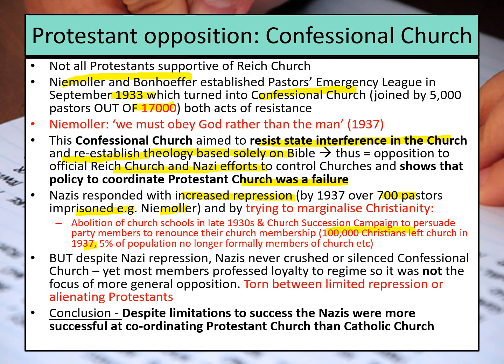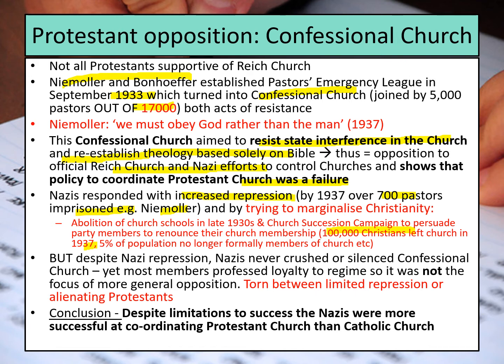But despite the fact that the Nazis tried to respond with repression to crush the Confessional Church, the Nazis actually never successfully silenced it. Yet most members professed loyalty to the regime, so it was not generally about opposing the Nazis and going against everything they believed in. It was more about these people arguing that the Nazis shouldn't have a role in the church itself. So the Nazis were in a difficult position. They had to try and make sure that they repressed this opposition, but also not to the extent that they were going to alienate Protestant supporters, which had been so crucial to them coming to power.